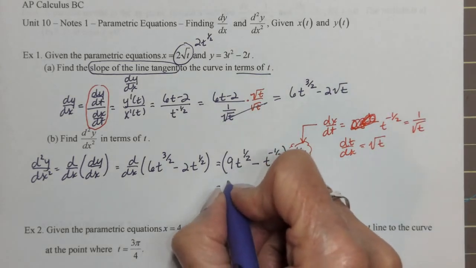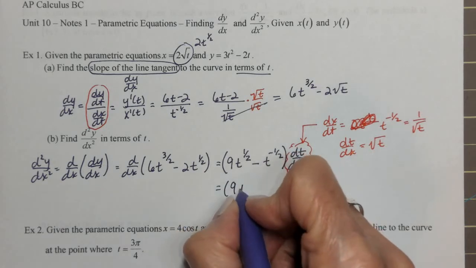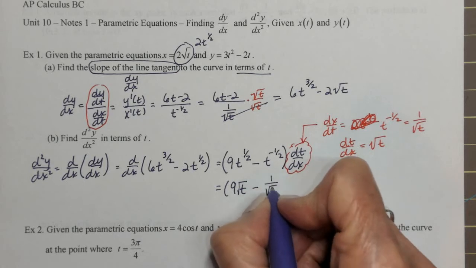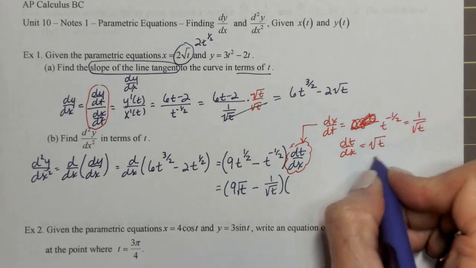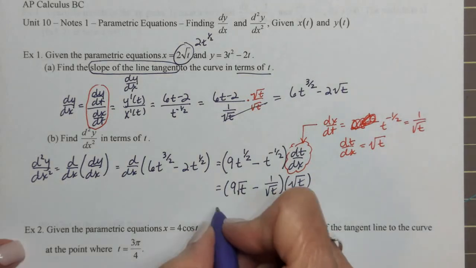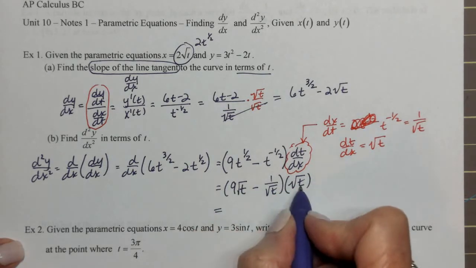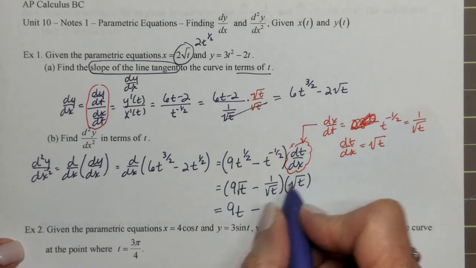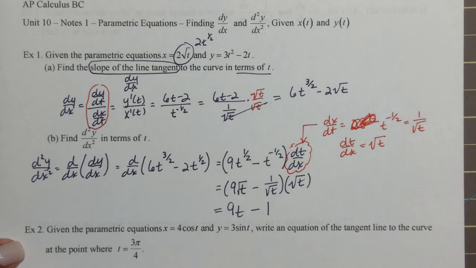So this is 9 times t^(1/2), which is square root of t, minus 1 over square root of t, times the square root of t. That would be a safe stop spot. 9 square root of t times square root of t is 9t. 1 over square root of t times square root of t is 1. So the second derivative of y with respect to x is 9t minus 1. Okay? We'll do another one.